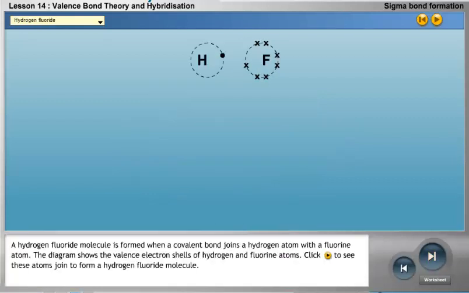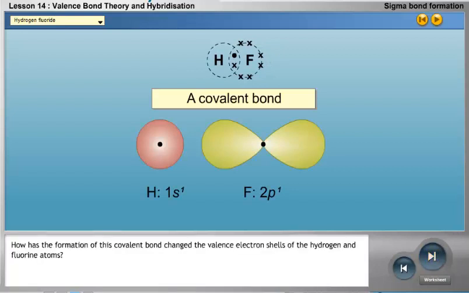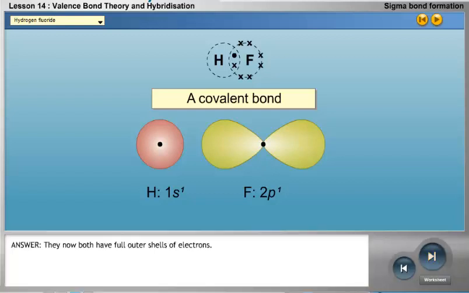A hydrogen fluoride molecule is formed when a covalent bond joins a hydrogen atom with a fluorine atom. The diagram shows the valence electron shells of hydrogen and fluorine atoms. Click the forward button to see these atoms join to form a hydrogen fluoride molecule. How has the formation of this covalent bond changed the valence electron shells of the hydrogen and fluorine atoms? Answer: they now both have full outer shells of electrons.